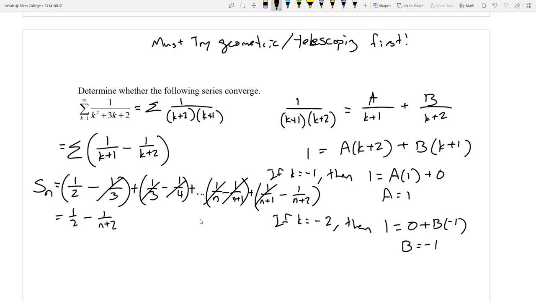All right, then we take the limit of those partial sums as n approaches infinity. So we get the limit as n tends to infinity of 1/2 minus 1 over n plus 2. This guy goes to 0, and so we get 1/2.